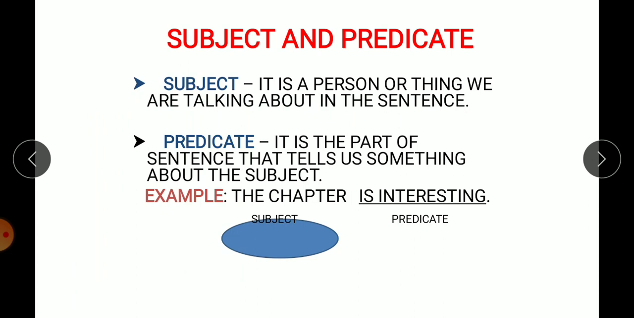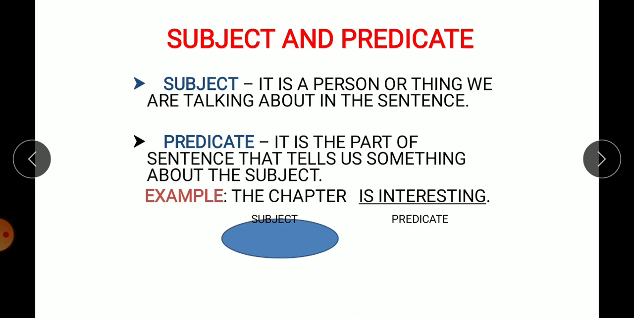Now coming to subject and predicate. Subject and predicate. Now whenever there is a sentence, that sentence is having two parts. किसी भी sentence में दो parts होते हैं, एक होता है subject, एक होता है predicate. Now subject is a person or thing we are talking about in the sentence. जिसके बारे में हम sentence में बात कर रहे हैं उसको हम subject कहते हैं.